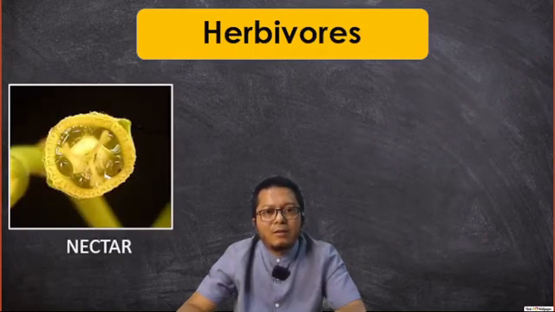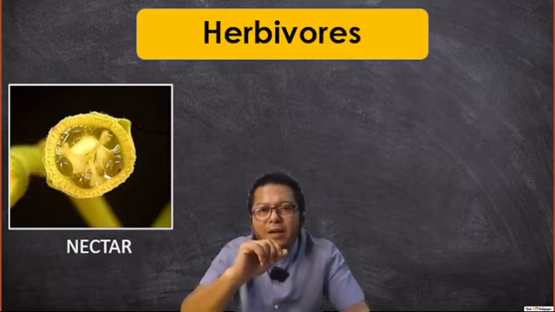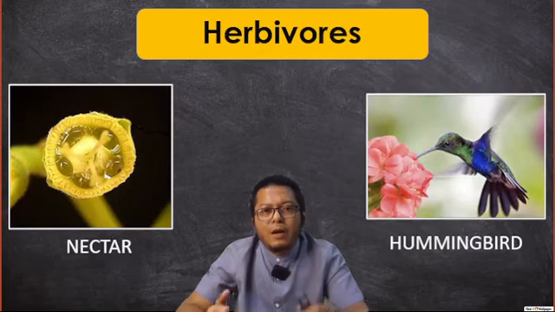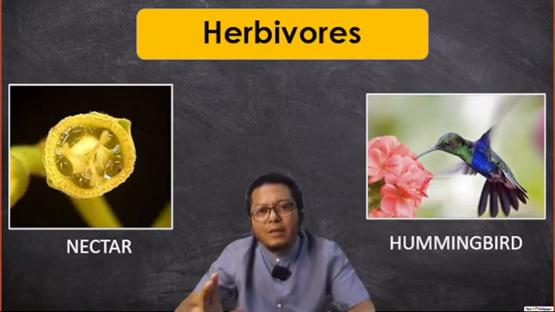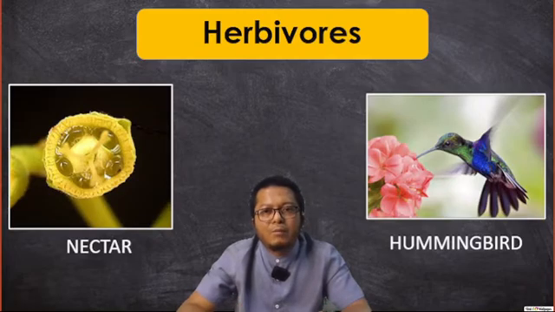Next, nectar. Nectar is a liquid inside flowers, usually inside flowers, and it's quite sweet, a little sweet, and some animals love to eat nectar. Here would be hummingbird. There are a few animals that I know love to eat nectar. One of them is hummingbird.